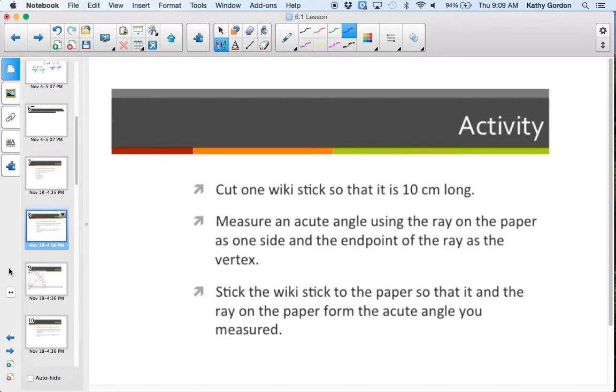So on your other ray on your paper, right? You guys are going to work together on that same paper. You want to use the end point of the ray as your vertex, so make sure you're setting it up correctly. Measure from there, and then use the end point of the ray as the vertex for your angle. Then use your wiki stick to stick it in place to create that measurement of angle. Does that make sense? I would suggest ray on the bottom for what we're going to do. It's going to make more sense.